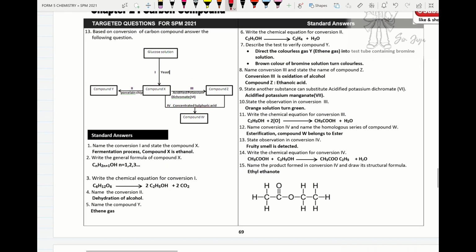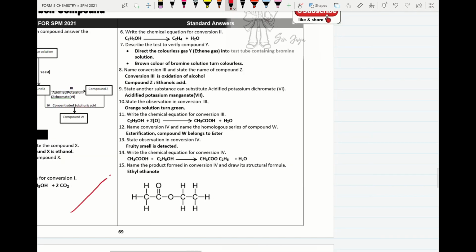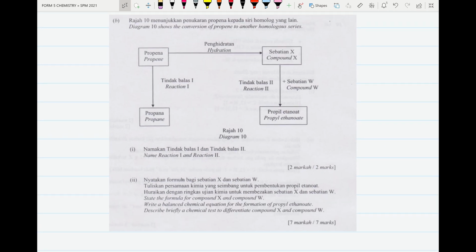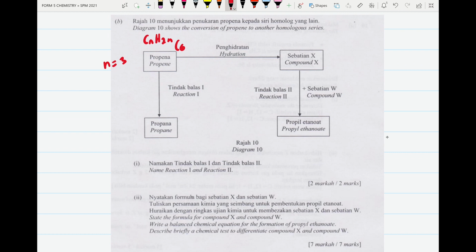Conversion of carbon compounds. I already discussed this question in the previous video. Please check all this. All right, we move on to one example of a reaction. One example of a question. We have propene. Please write down the general formula of propene, an alkene. CnH2n, propene n is 3. Apply in the formula, we will get C3H6. So this is the formula of propene.